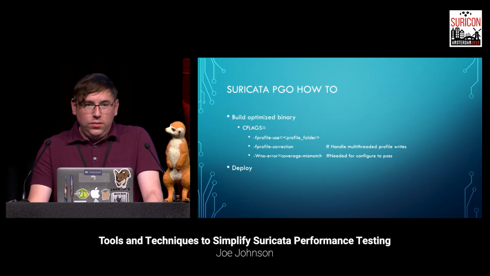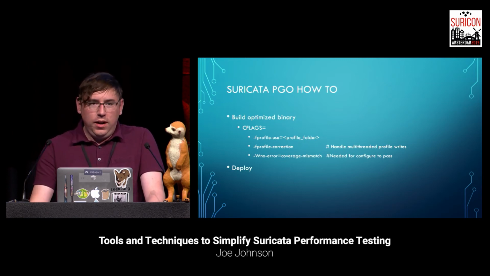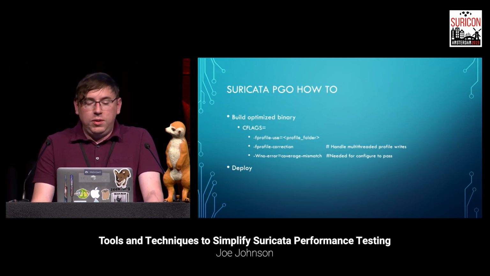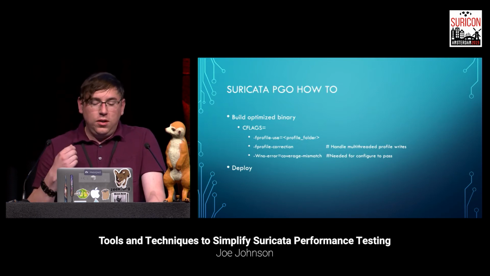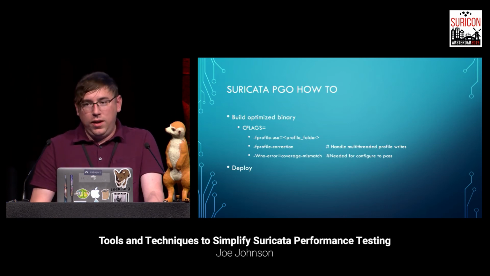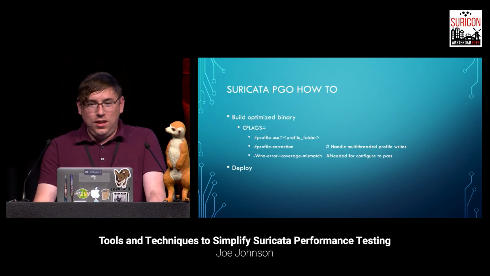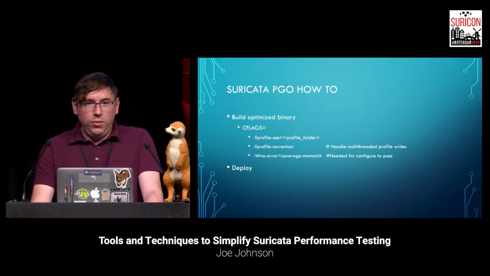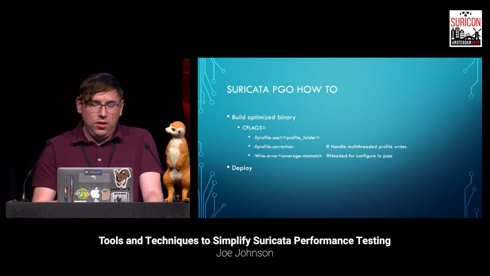Now, once you've got the profile, which you can typically get within a few minutes of running, you can go back and build the optimized binary. So you take the outputted profiling files and feed them back in. You also have to turn on profile correction. This is because Suricata is highly multi-threaded, and the profile collection code is not. It is not thread safe at all. So frequently things are overwriting each other, and it's actually not getting that clean of profiling data.